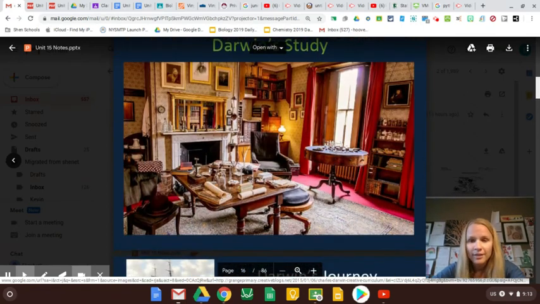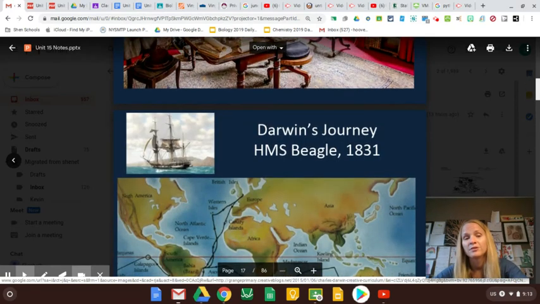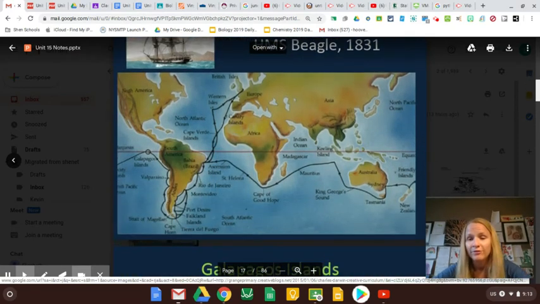This is his study, and you can see every shelf and the table all have all these little samples on them. So he was really obsessed with seeing how things are related and how they've evolved over time. He also traveled the world to observe evolution, so he really did a good job.